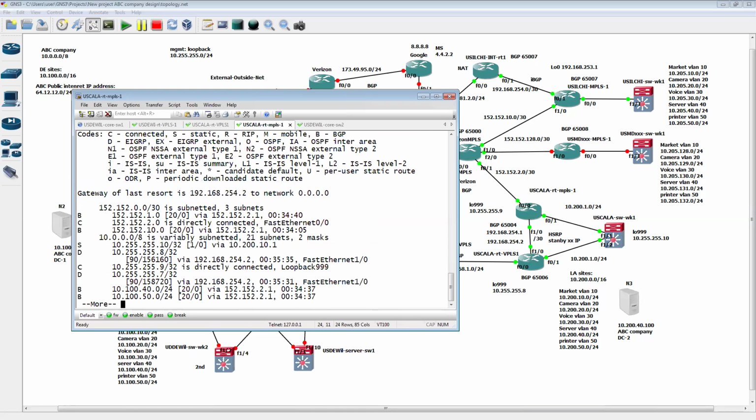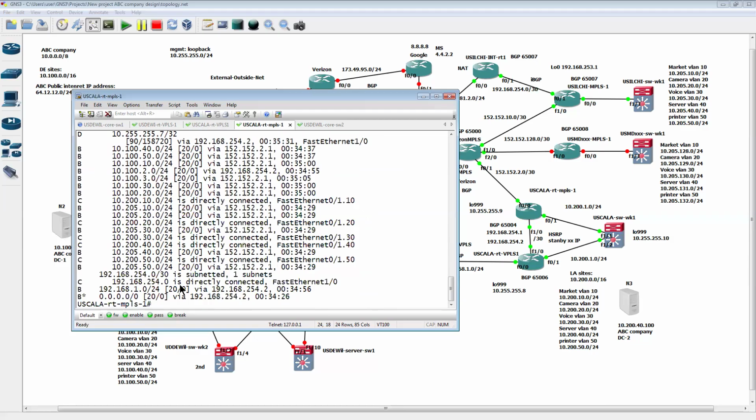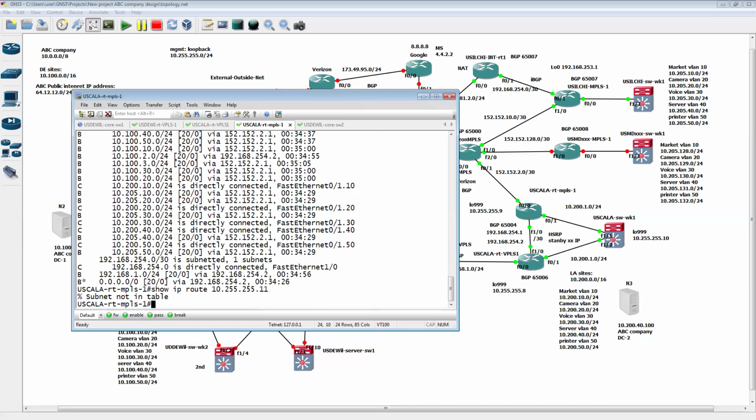Normally, when you redistribute into EIGRP, it should be, I forgot too, 200 is BGP, and then this should be something like 190, I need to remember. We can find that out. Don't worry about that one first, the 80. So now, if I show ip route, do we learn 10.55.255.11? Nothing, not in the table. That means the redistribution into the EIGRP is not working.